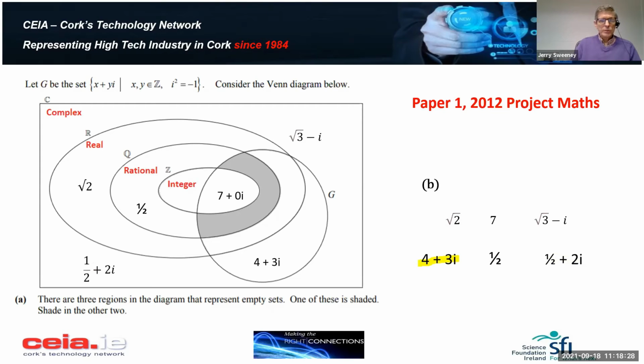So the square root of 2 is not complex, but it is a real number. 1/2 is rational. 7 is an integer, and I've just filled in 7 plus 0i there just for fun, to show that something that is an integer can be written with an imaginary component where the coefficient is set to 0.